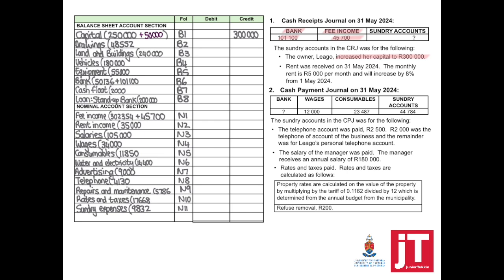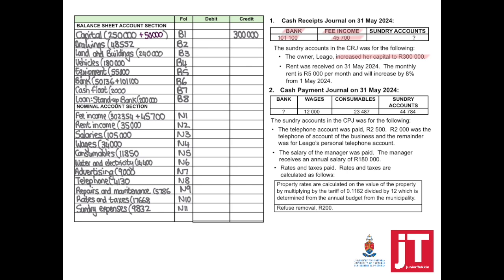Be careful with this one. We sometimes get this wrong. Some learners would say 250,000 plus 300,000 instead of saying, but that is your final figure.